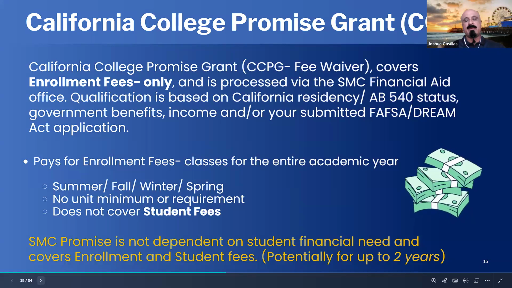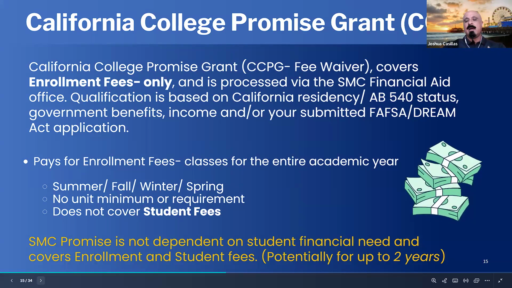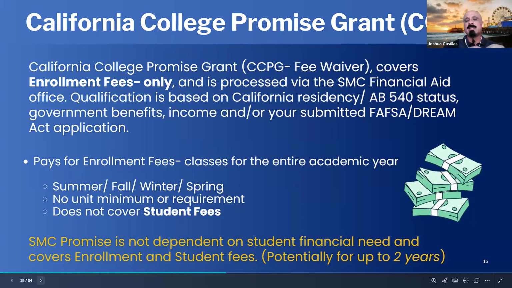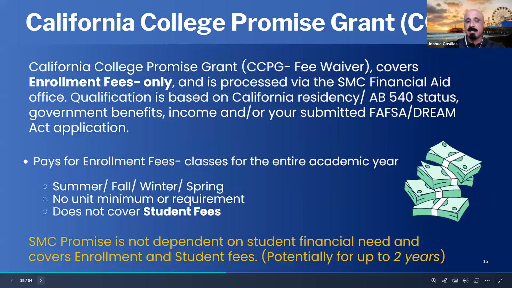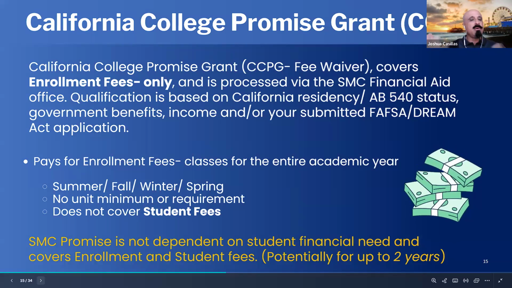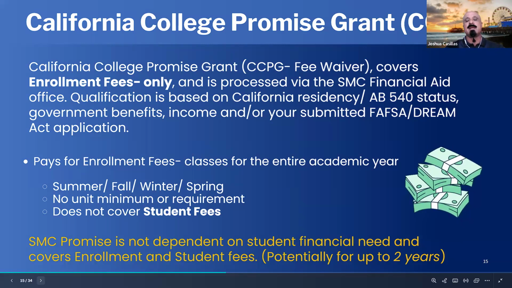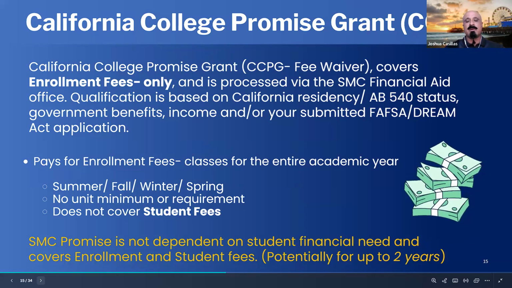It pays for your enrollment fees. Once again, it's your classes for an entire academic year. So preferably complete your FAFSA and your DREAM Act application now for the future academic year. Future academic year is summer, fall, winter, and spring. Next summer and fall is 2025, and winter and spring 2026. It will cover you for summer, fall, winter, and spring. There's no unit or requirement for this. It's a benefit you get from the financial aid office. And once again, it covers your class fees or enrollment fees, as we call them.